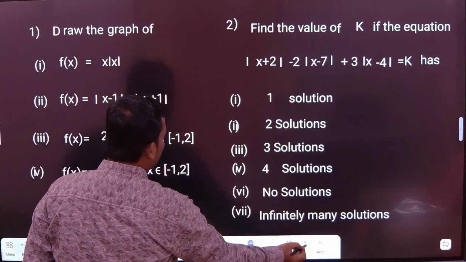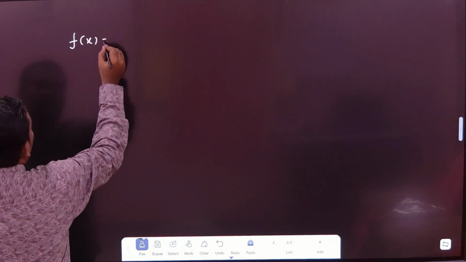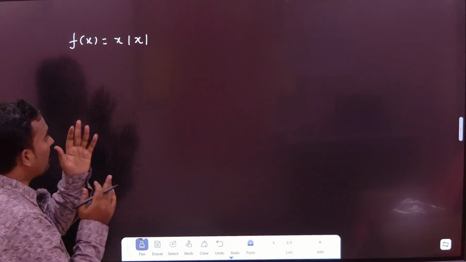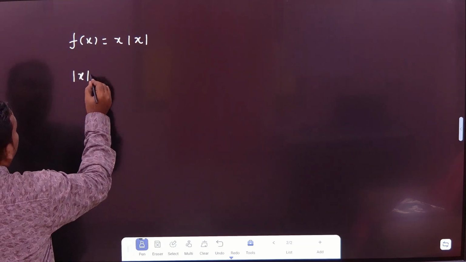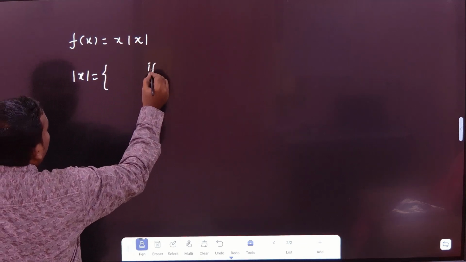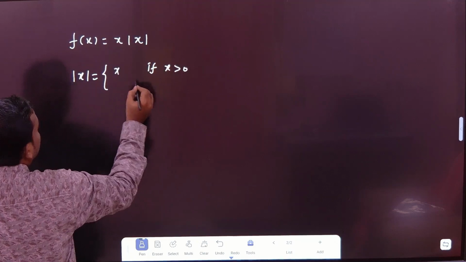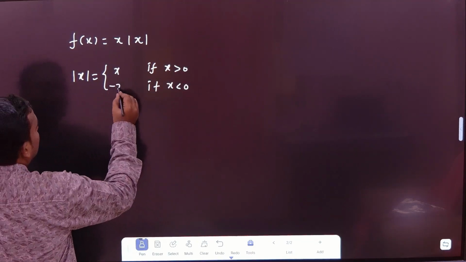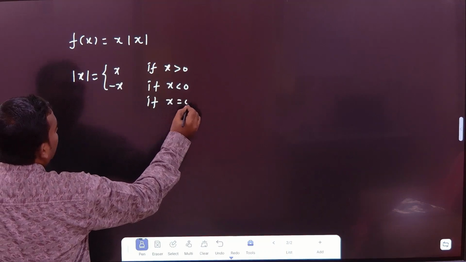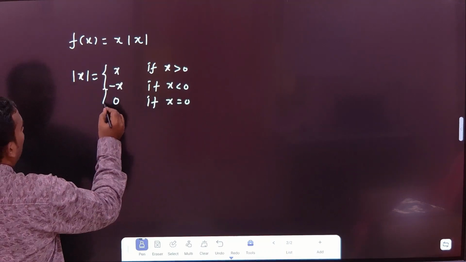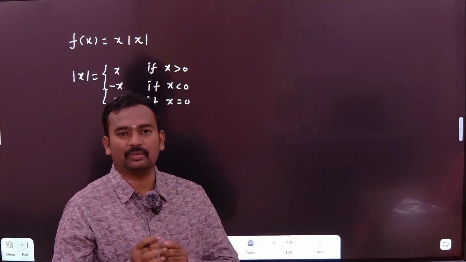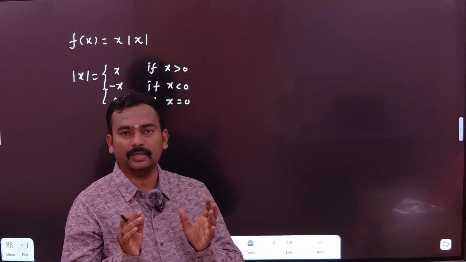Okay, what is that first one? f of x equal to x times mod x, right? How to draw the graph? First, you have to understand the mod x graph. What is mod x? If x is greater than 0, x; if x is less than 0, minus x; if x equal to 0, 0. This is the definition of mod x. The mod x is the length function, the distance from x to 0. Clear?